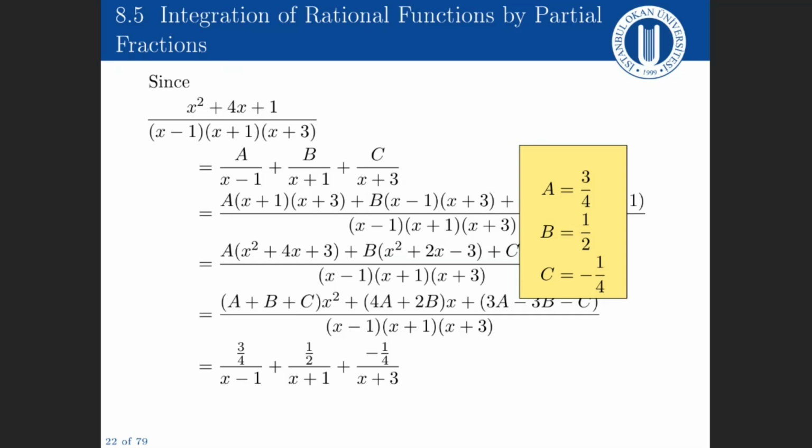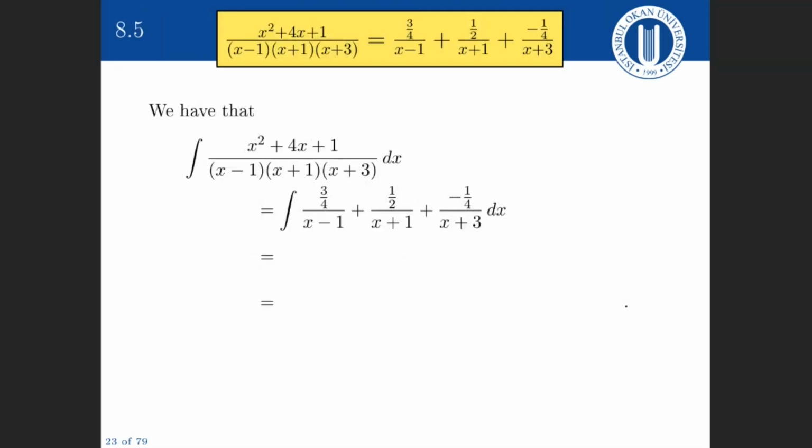Now that we know this, we can do the integral. We can split our integral up into 3 easy integrals. 3/4 multiplied by the integral of 1/(x - 1) plus 1/2 multiplied by the integral of 1/(x + 1) minus 1/4 multiplied by the integral of 1/(x + 2). There's a mistake here, of course. I'll fix that later.